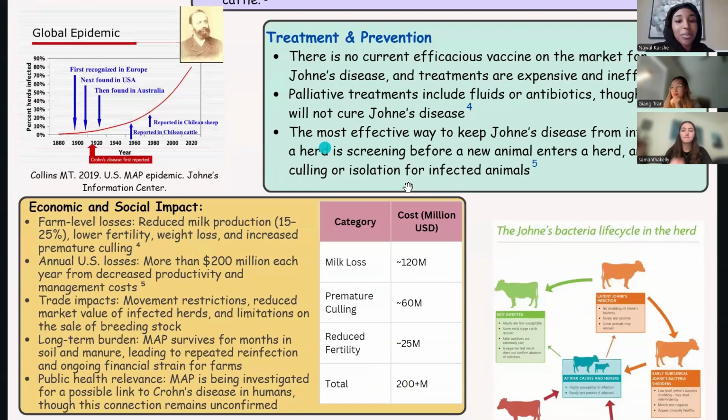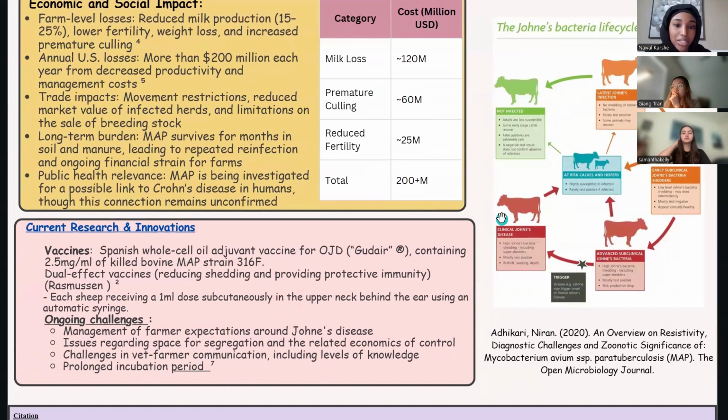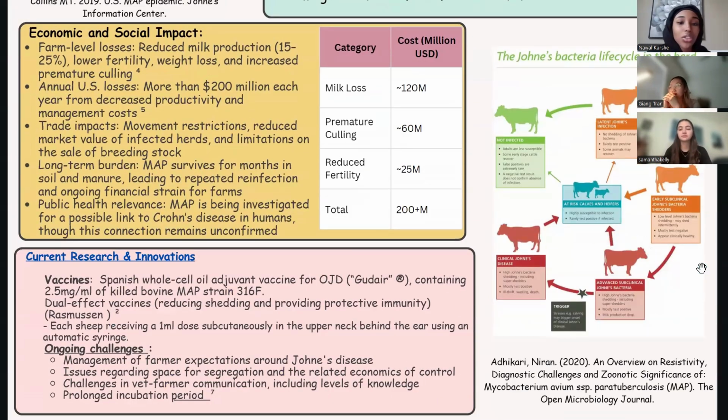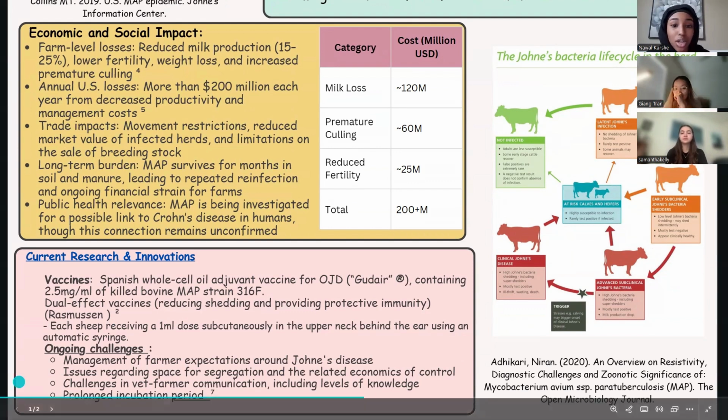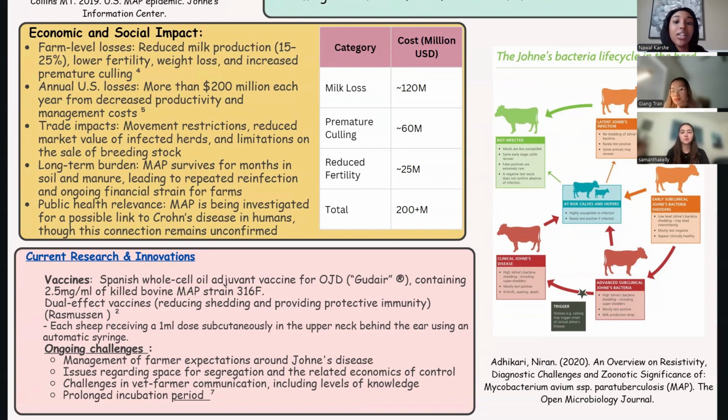Now I'm going to talk about the economic and social impact of Johne's disease. On the farm level, the disease slowly drains profit. Infected cows usually show chronic weight loss and produce 15 to 25% less milk, which directly cuts into daily income. They also have more fertility issues and are more often culled earlier, forcing farmers to replace animals sooner. Altogether, each infected cow can cost a farm around $250 to $600 per year in lost production and extra management.